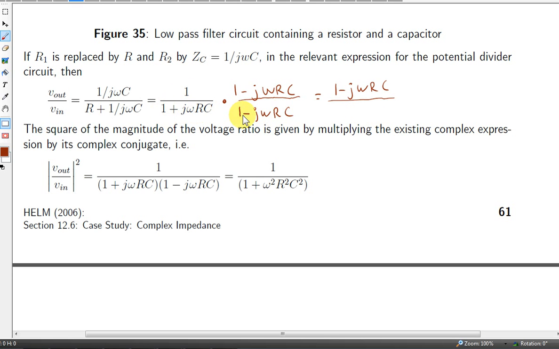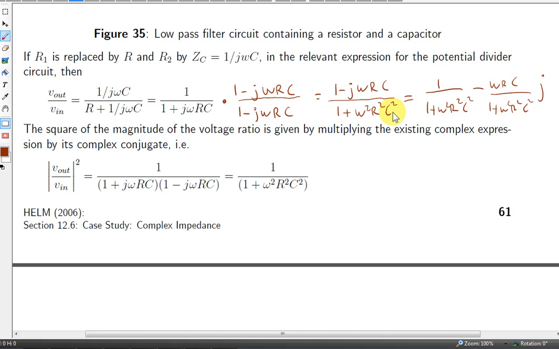When we multiply a complex number by its conjugate, we just get the square of the modulus of the complex number. The modulus is just the square root of the real part squared plus the imaginary part squared. So it's 1 squared plus omega squared r squared c squared. The square root of that squared, so the square root goes. That's what we get when we multiply these, and when we multiply the numerators we get this here. Now we just have a single complex number: 1 over 1 plus omega squared r squared c squared, minus omega rc over 1 plus omega squared r squared c squared, times j. So the real part is this, the imaginary part is this.